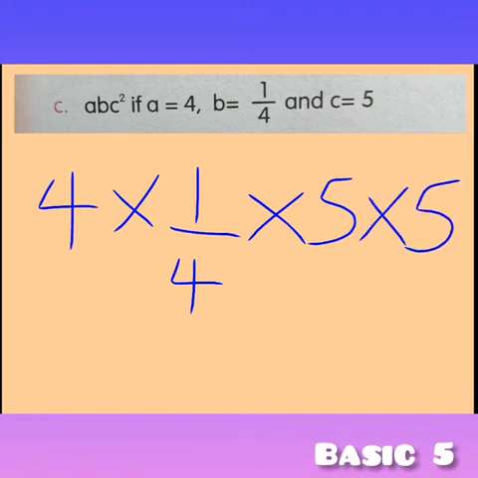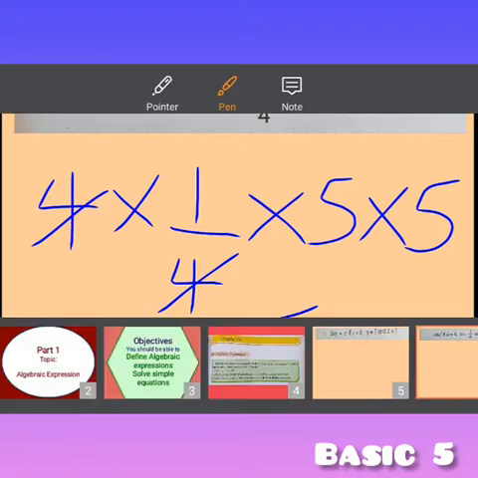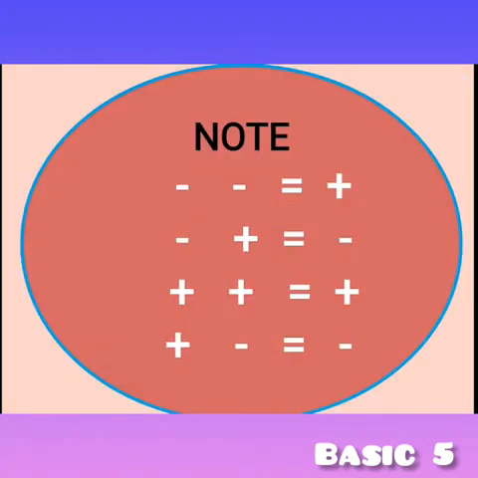Now let's solve this. 4 cancels itself. We are left with 1 times 5 times 5, and that final answer is 25. This is how simple algebraic expressions and equations can be resolved.